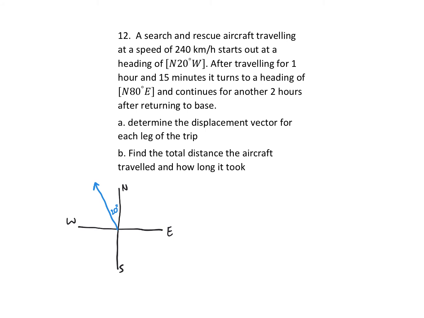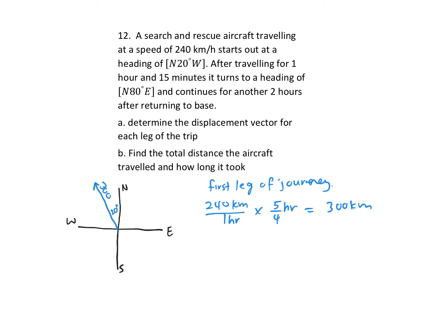So first I'm going to figure out how far it traveled. So it traveled for 1 hour and 15 minutes, so 1¼ hours at 240 kilometers per hour. So let's find the first leg of the journey. So 240 kilometers in 1 hour, and 5/4 hours would be 1 hour and 15 minutes, right? It's 1¼. So 240 times 5 divided by 4, it traveled 300 kilometers in that first part of the trip. So let's write that on here. So it traveled 300 in that direction.